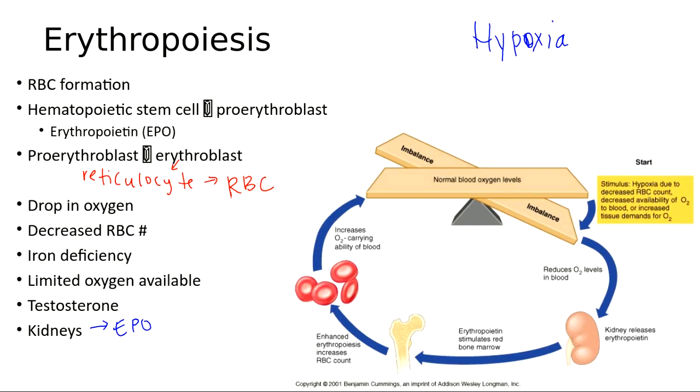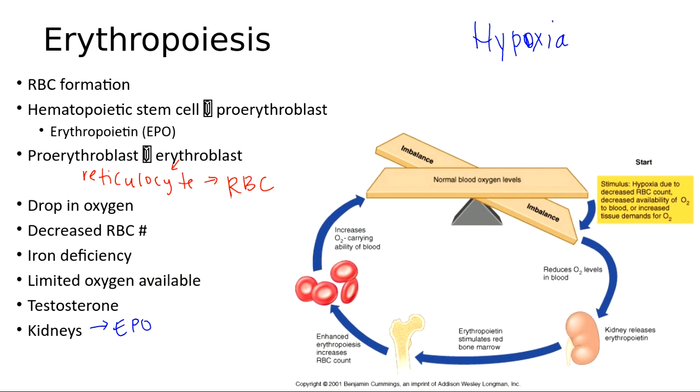All right, how does this happen? What's the loop here for the formation of red blood cells? Well, generally speaking, the stimulus for this whole thing is a drop in blood oxygen levels. A drop in blood oxygen levels. And that is called hypoxia.